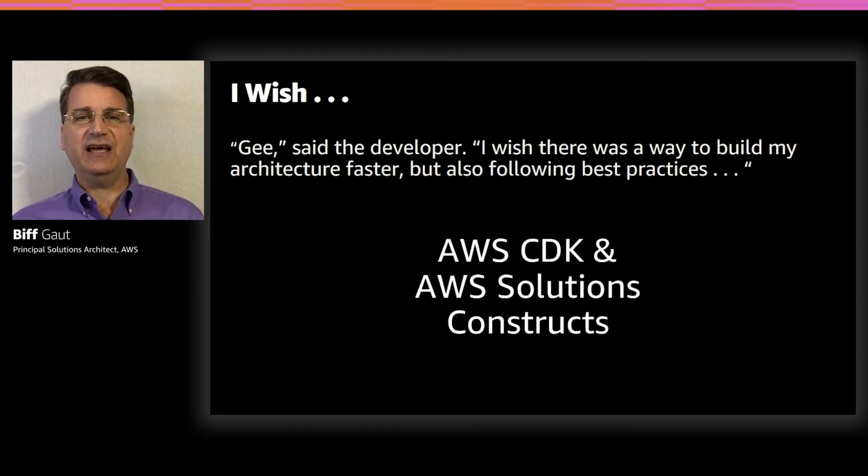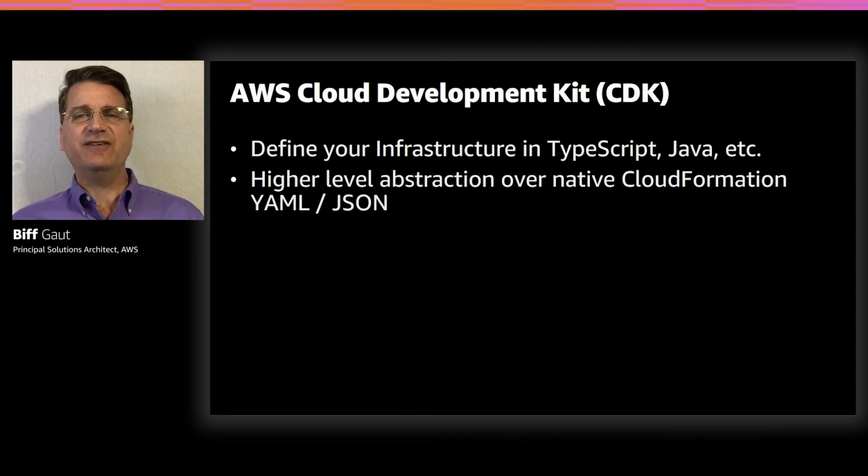Let's start with the CDK. It allows you to define your architecture using a high-level language like TypeScript or Python or Java. You define objects in your source code, compile, then when you run your program, those objects generate CloudFormation YAML, which are assembled into a template and deployed as a CloudFormation stack. In this way, the CDK provides a higher level abstraction over the native YAML or JSON in a template.